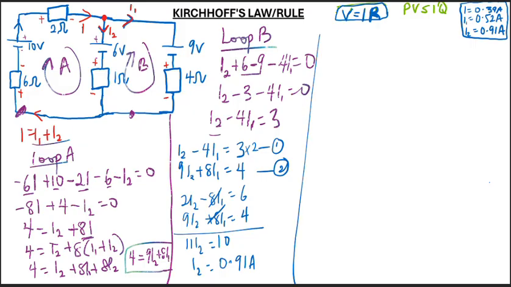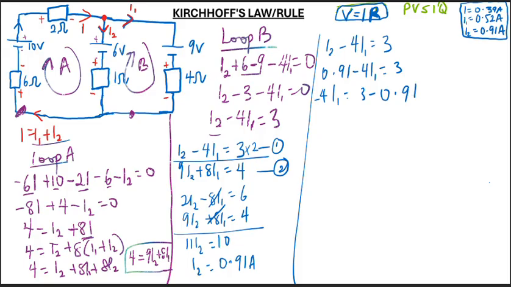Now let's move on calculating I1. Now I can plug in I2 in this, since I2 minus 4I1 equals to 3, so I can just say 0.91 minus 4I1 equals to 3, and minus 4I1 equals to 3 minus 0.91. So minus 4I1 equals to 2.09. And by the time you divide both sides by minus 4, you will get minus 0.52 ampere, and that is for your I1.